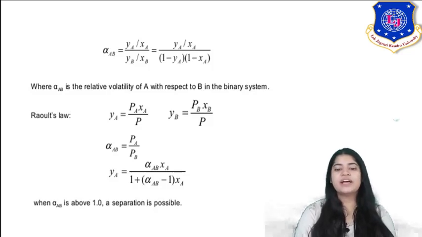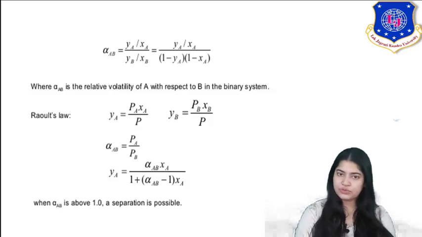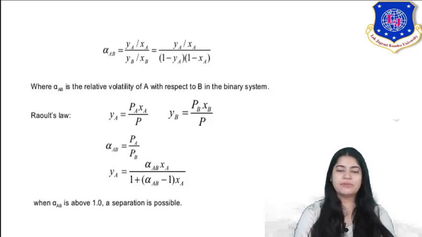Now suppose I have been given the partial pressures and the total pressure. See, from there I can use Raoult's law. So this is all derivation. At the end, what you have to remember is the final formula: YA is equal to alpha AB XA whole upon 1 plus XA into alpha AB minus 1. So you can see Y versus X data can be generated over here.